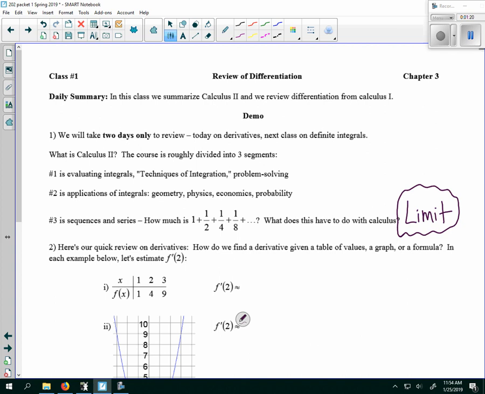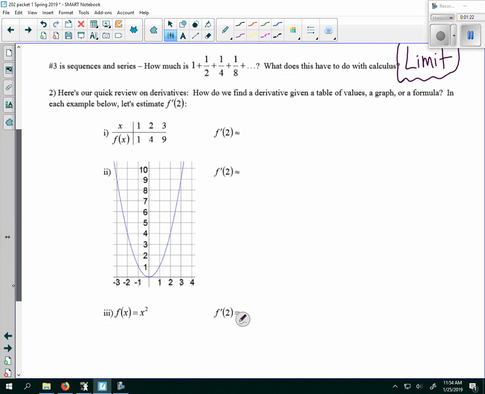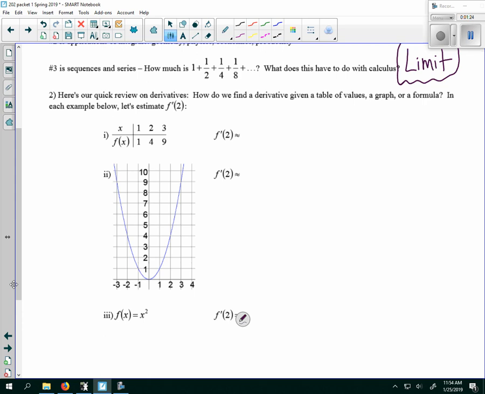Okay, quick review on derivatives. How do we find the derivative if we're given a table of values, a graph, or a formula? So for each example below, we want to estimate f prime of 2. In part 1 here, I have a table of values. And I would just need to remember that the derivative is the slope of the tangent line. So a derivative is always a slope of a tangent line.